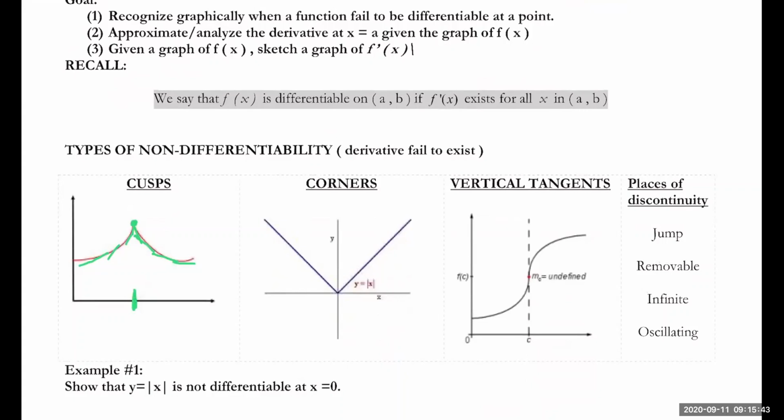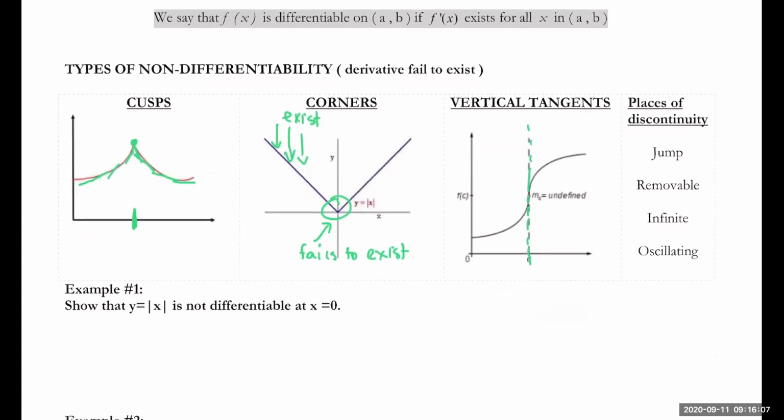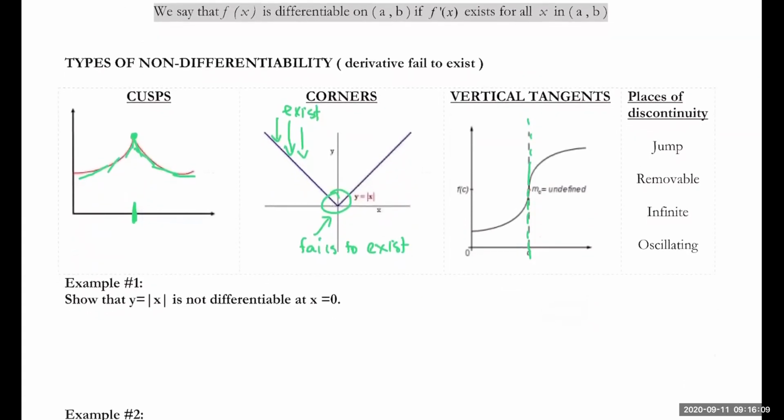Corners also don't have derivatives. With absolute value functions, the derivative does not exist there. It exists at all these other points, but it fails to exist here. Same thing with vertical tangents, because if I try to find the slope at this point right there, it's undefined, just like what you learned in Algebra 1. Okay, so those are the 3 ways in which derivatives fail to exist.